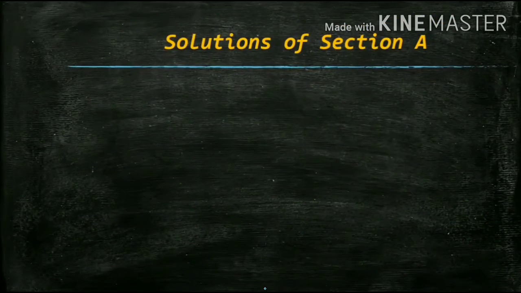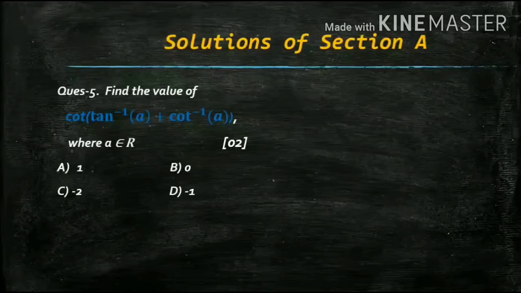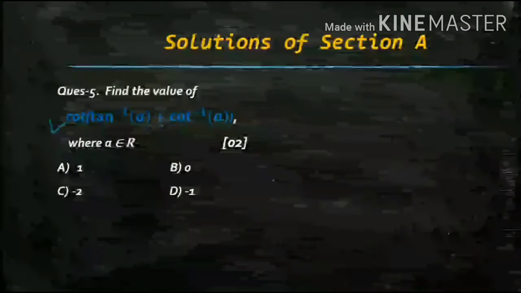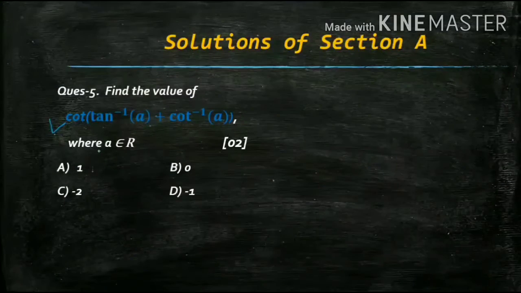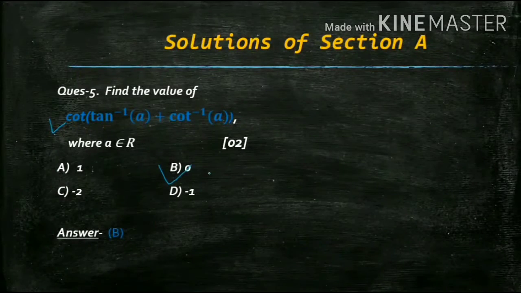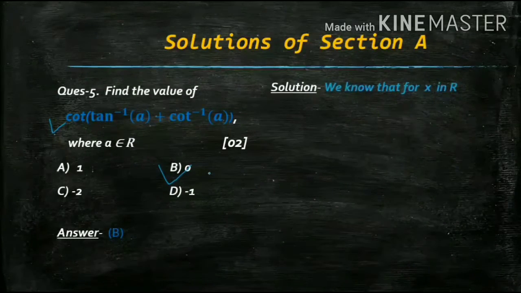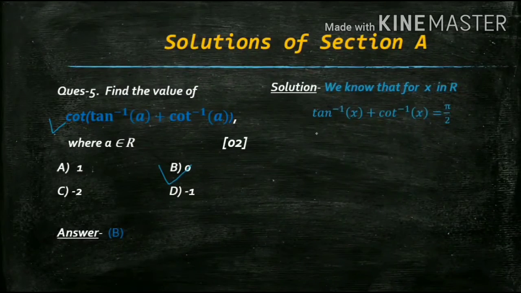Okay, let's move to the fifth question now. This one is also an easy question from your book only. You have to find the value of cot of tan inverse A plus cot inverse A, where A belongs to R. Very easy question. And the correct answer is B, which is 0. Let's see how it is. Again, you have to use the property that you know that for all x in R, this thing.